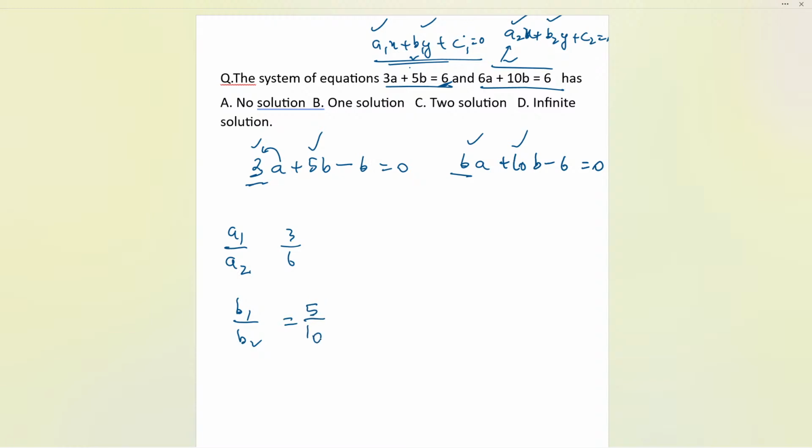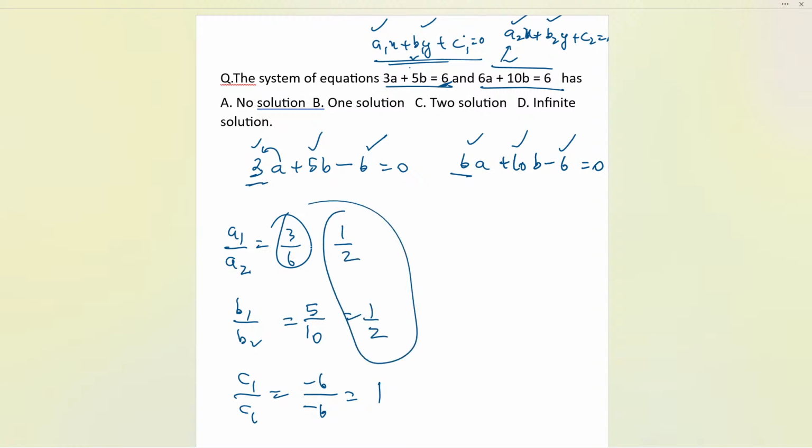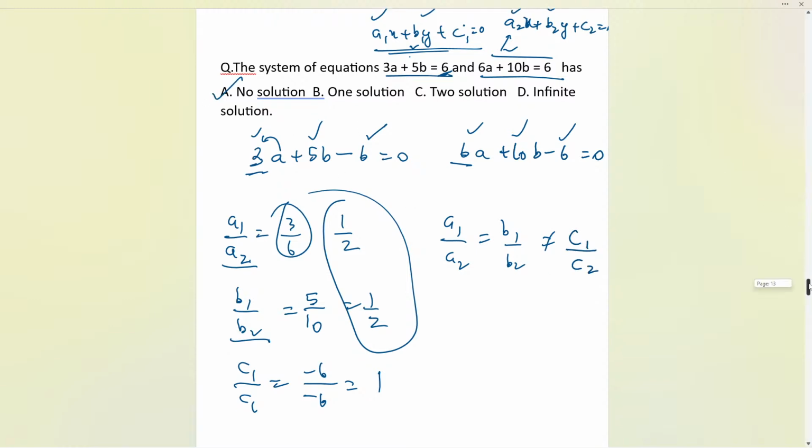5 upon 10 over here. Then here we have 6 minus 6 upon minus 6, that is c1 upon c2, minus 6 upon minus 6 over here. What are we getting? 1 only. So now if you solve it will be 1 by 2, and it is 1. So only these two are matching. Therefore, if these two parts are equal, a1 upon a2 is equal to b1 upon b2 but not equal to c1 upon c2, it is a case of no solution. So A is the answer over here of this question.